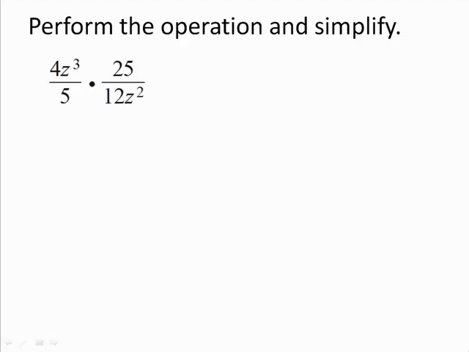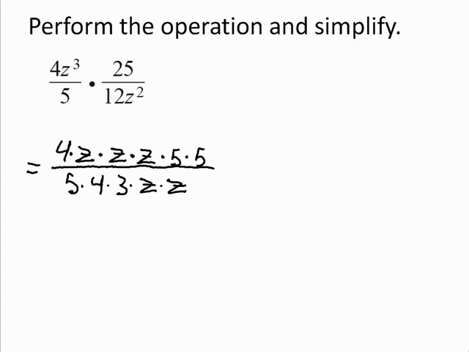Perform the operation and simplify. 4z cubed divided by 5 times 25 divided by 12z squared. Multiply the numerators together and multiply the denominators together. Also, find the factors of each numerator and denominator.